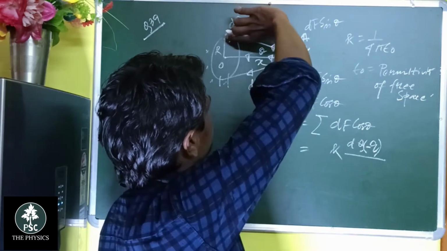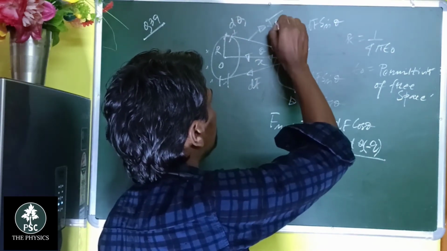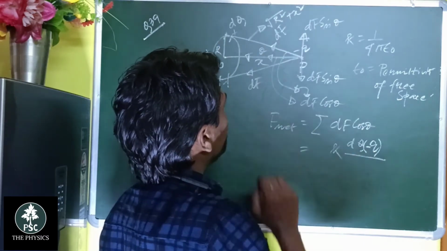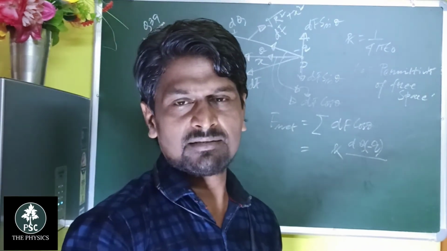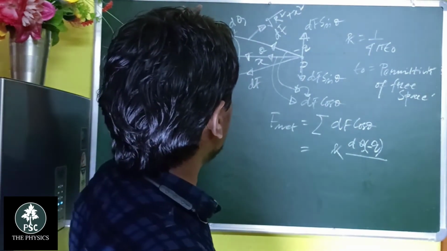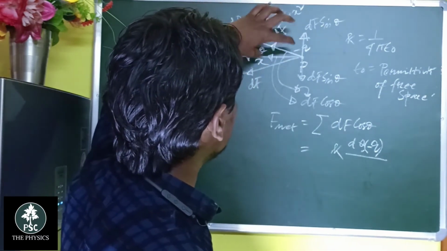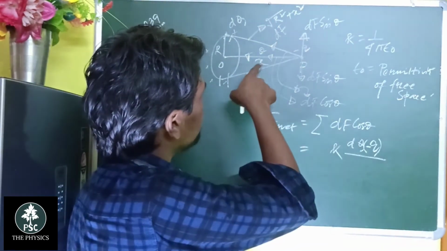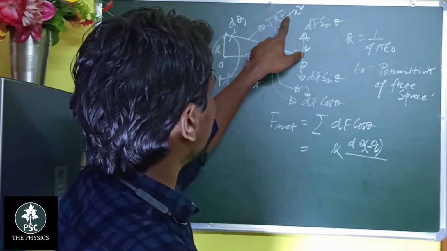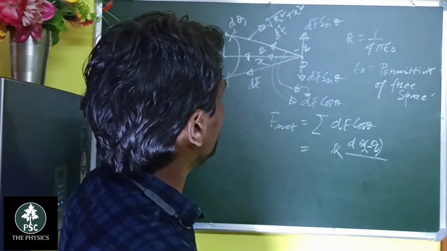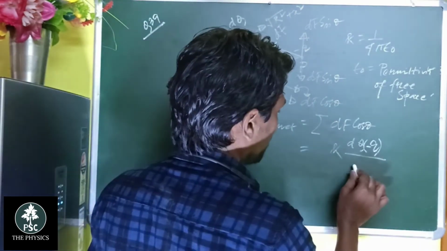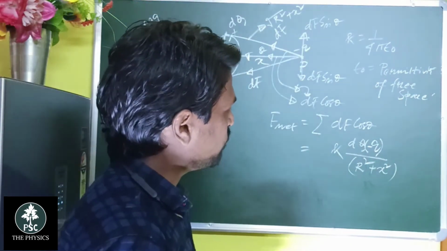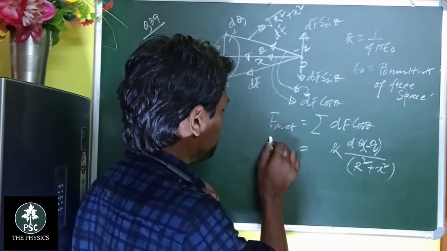So r square means this is the distance, and this distance is root over of r square plus x square. Since this is r, this is x, so hypotenuse. And students, I think you can calculate it. Since this is an acute angle, the opposite side is r and the base side is x, so you have r square plus x square, that is perpendicular square and base square equal to hypotenuse square. So this is root over of r square plus x square. So kappa dq minus q by r square plus x square, and this is F net, net force equal to this one.